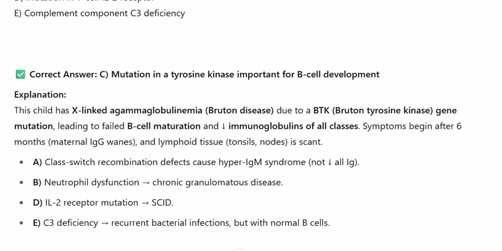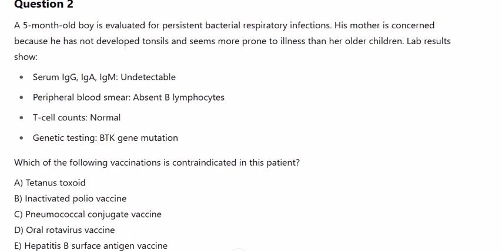Question 2. A 5-month-old boy is evaluated for persistent bacterial respiratory infections. His mother is concerned because he has not developed tonsils and seems more prone to illness than her older children. Lab results show serum IgG, IgA, IgM undetectable. Peripheral blood smear: absent B lymphocytes. T cell counts normal. Genetic testing: BTK gene mutation. Which of the following vaccinations is contraindicated in this patient?